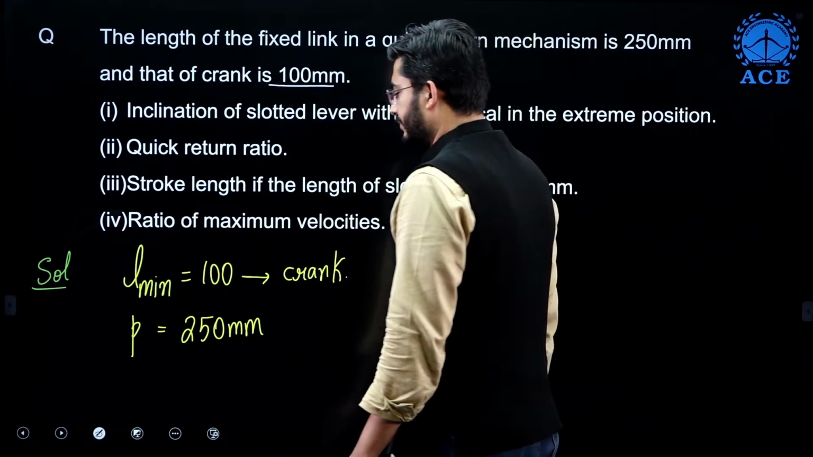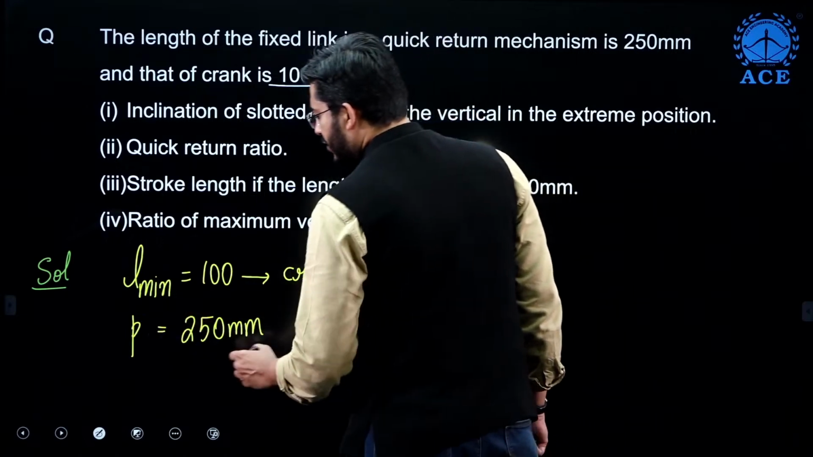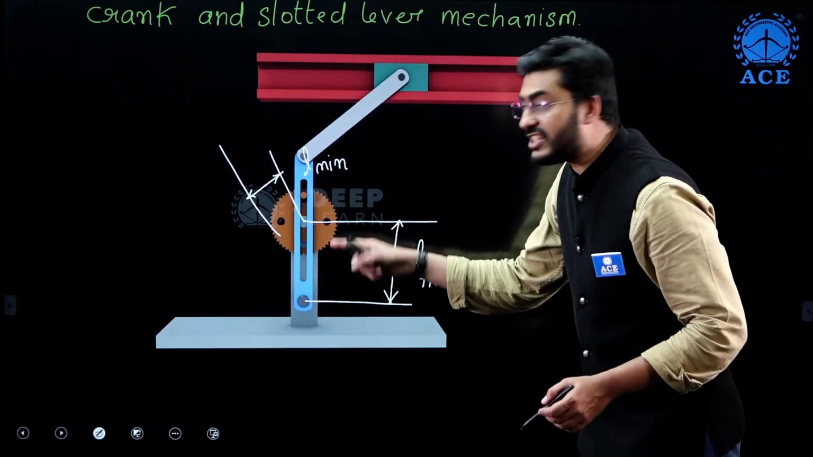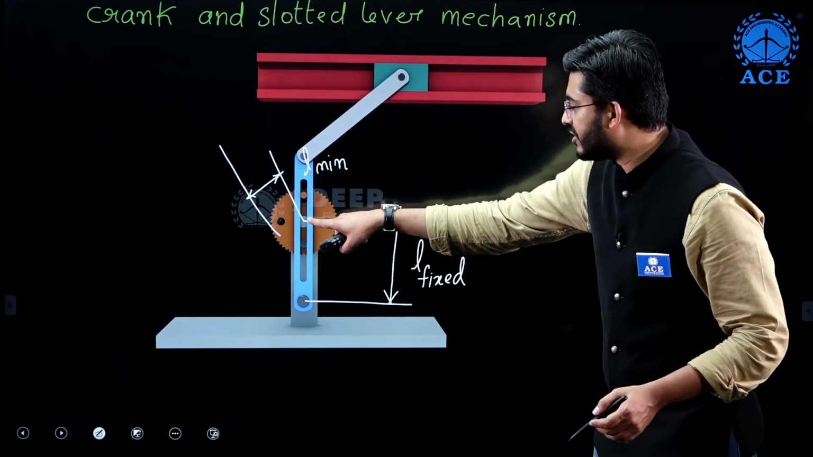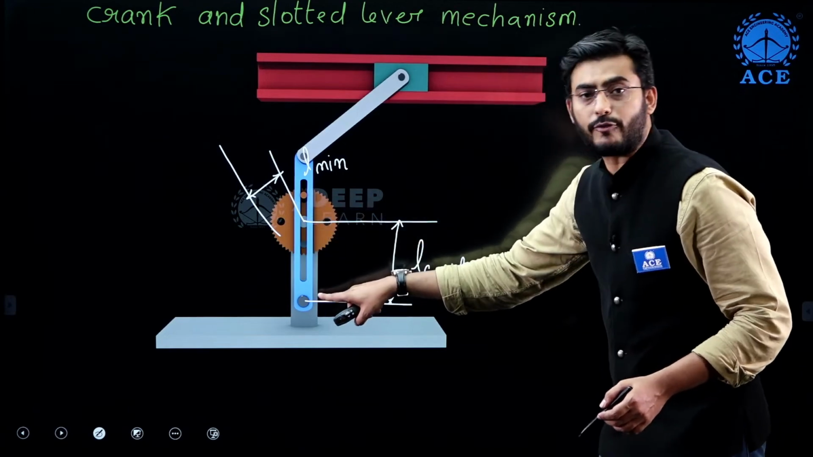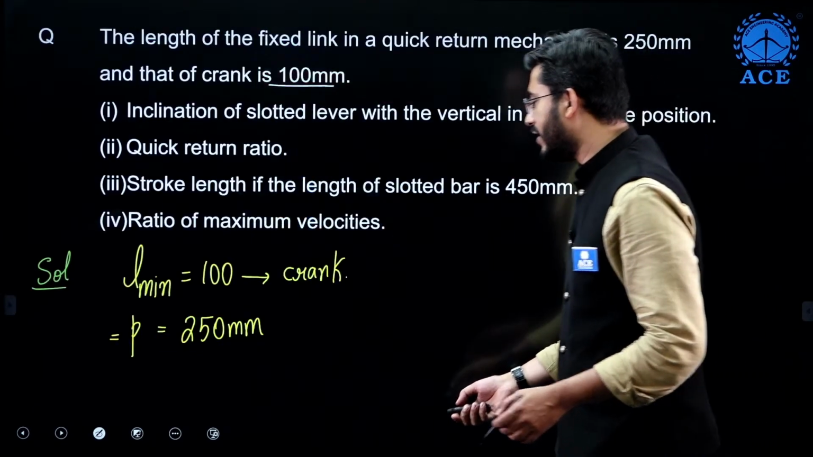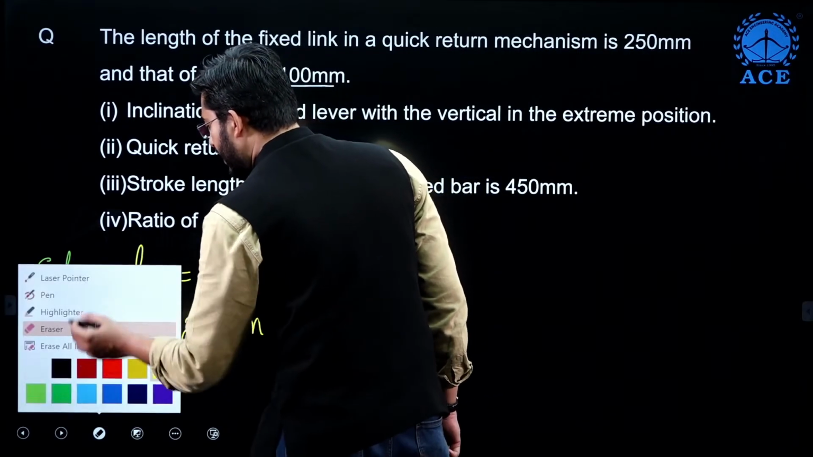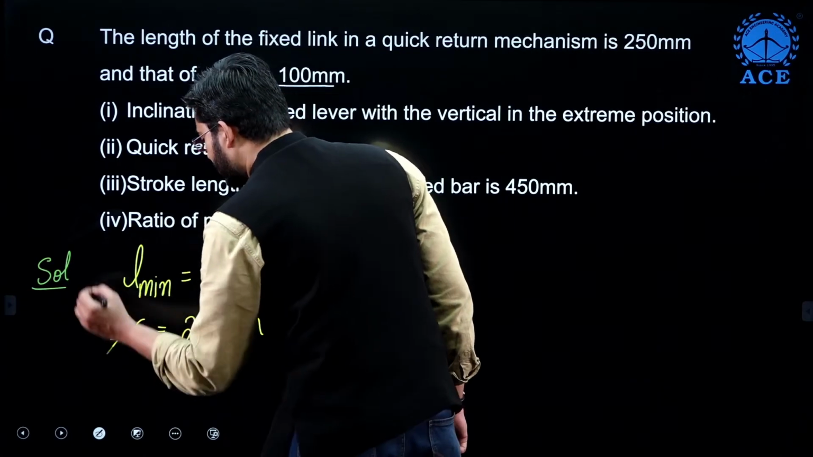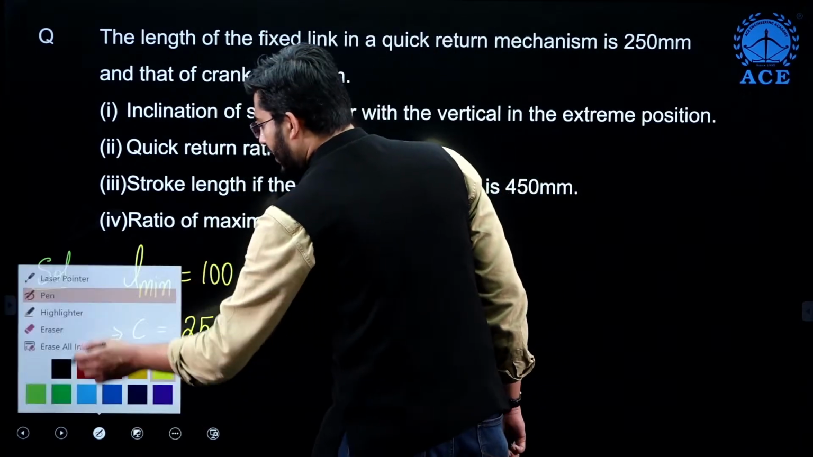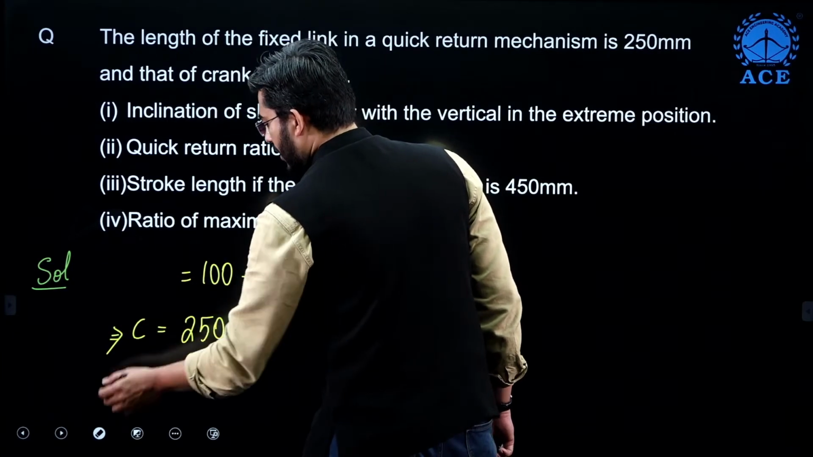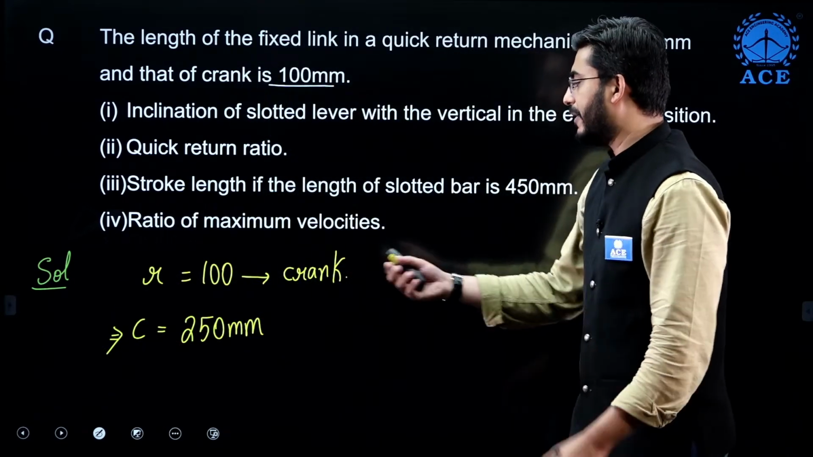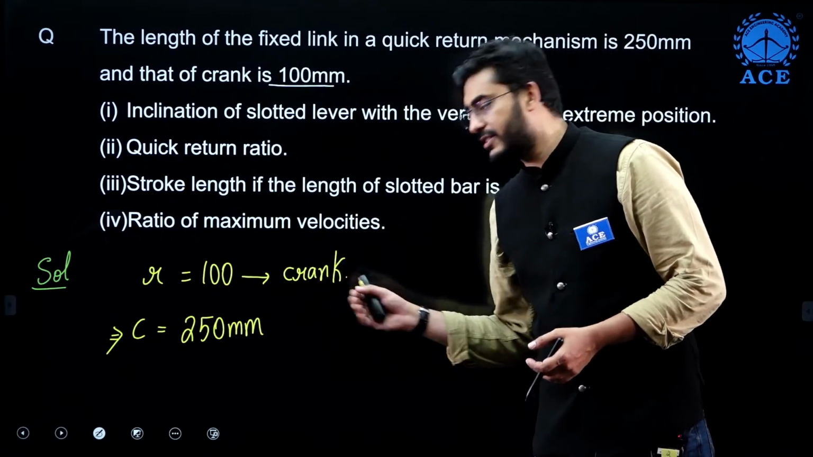All right. So here the length of the fixed link, guys, we also write this as the distance between the fixed centers. This is the center of rotation of the crank, and this is the center of rotation of the slotted bar. So instead of writing this as CAP, we will represent this with C. C is called the distance between the fixed centers. And L minimum, I will be replacing this with R, the crank, because it is undergoing circular motion. So R we are using to represent the crank.